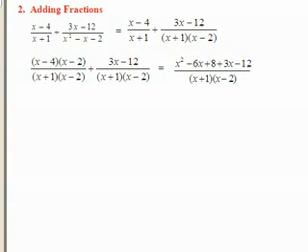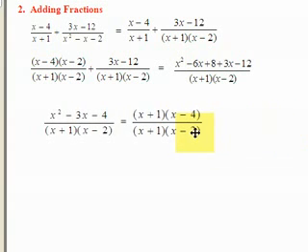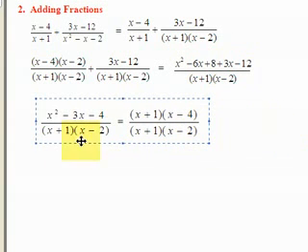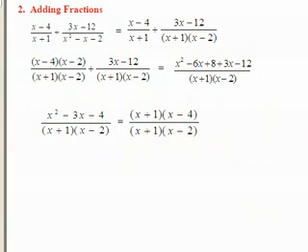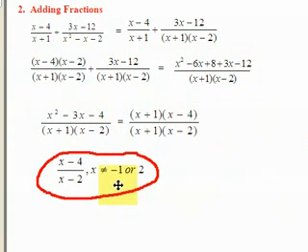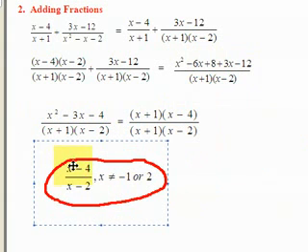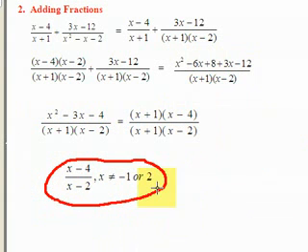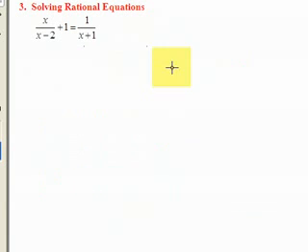And the next stage is to collect like terms. And if we can factor the numerator, we do that. And if we can simplify, we further simplify. The final answer to this problem, since the x plus 1's cancel, is x minus 4 over x minus 2. Again, since it's the original that we're trying to simplify, x still can't be negative 1 or 2.